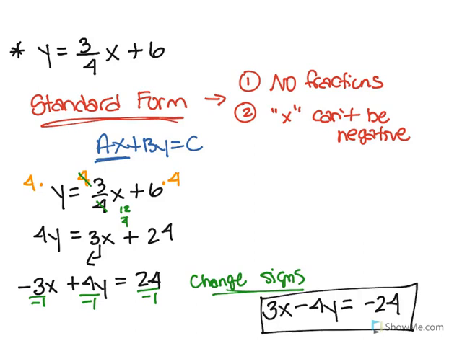That's the exact same equation as y equals 3/4 x plus 6, but it's 3x minus 4y equals negative 24 in standard form. Do y'all see what we did? First step, I got rid of my fraction, multiply by the denominator. Second step, move x, but if it's negative when you move it, change everybody's sign. Okay?